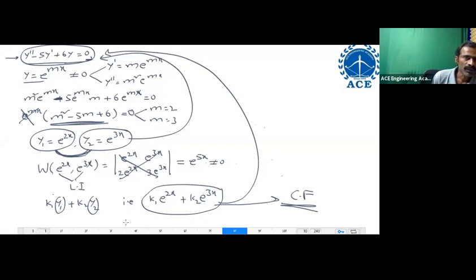Already I told you that for a homogeneous equation, the general solution is just YC. For a non-homogeneous equation, the general solution is YC plus YP. Because of this, for a homogeneous equation, this complementary function is the general solution. This is the actual method of finding the solution of any higher order linear differential equation. And also observe the general solution.